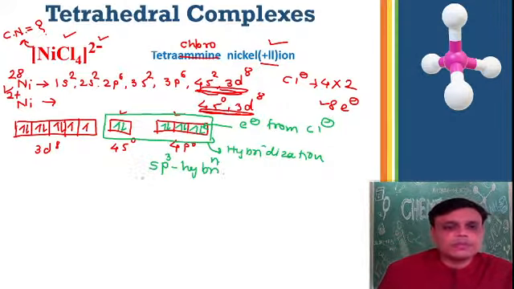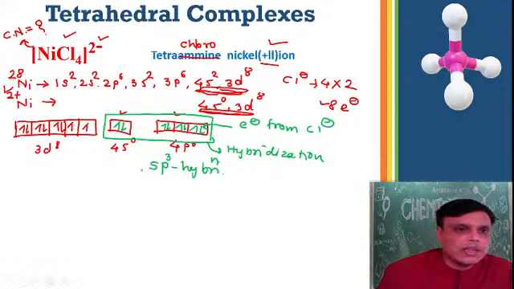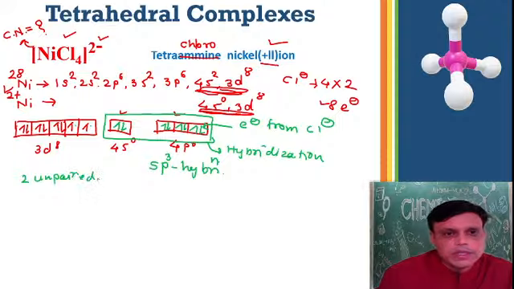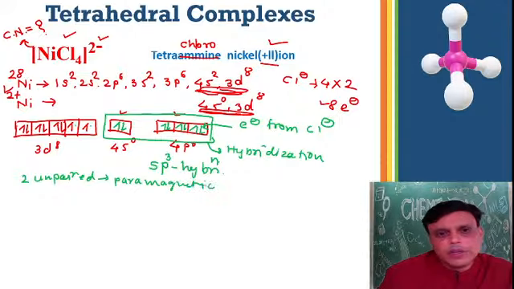Okay. Now the next point is number of unpaired electrons. How many unpaired electrons are there? Here 1 and this one is 2. 2 unpaired electrons. That means this complex is paramagnetic. This complex is paramagnetic. Correct.